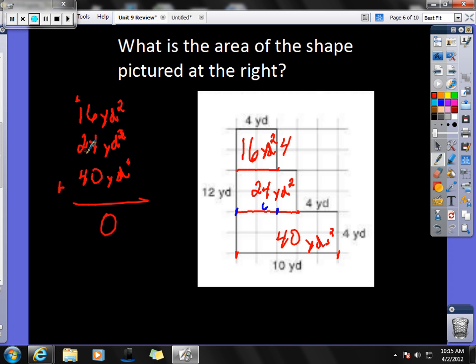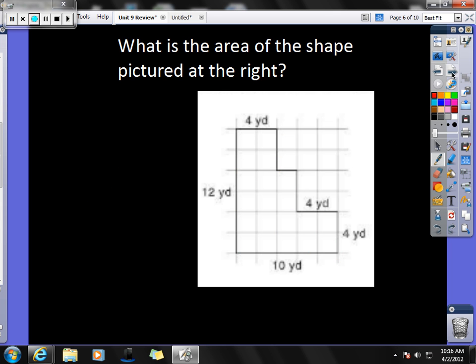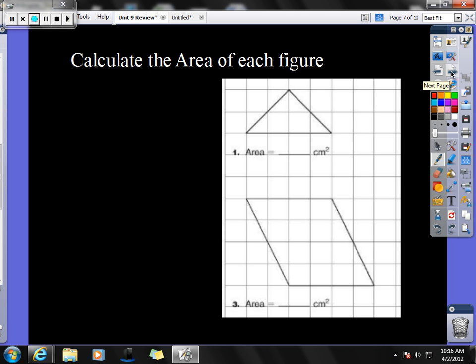4 and 2 is 6, 7, 8. 80 yards squared is the answer of the area of that shape. Well done. Let's move on. Calculating the area of each figure.